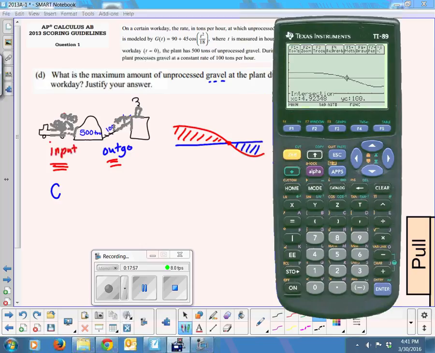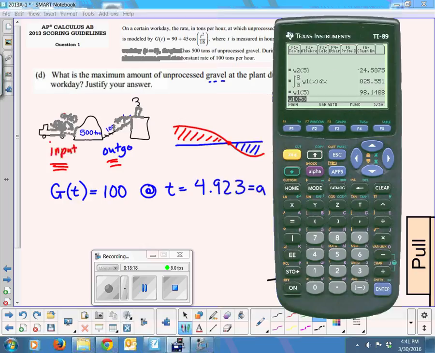And so what I'm going to say right now is that's where my g of t function equals 100 at t equals 4.923. And if you're clever, you just store that as a just in case. So I'm going to go home and then hit clear and then hit X alpha C, store as alpha A, because I think I'm going to need that later. Okay. And maybe go back to the graph so we can see a picture of that.